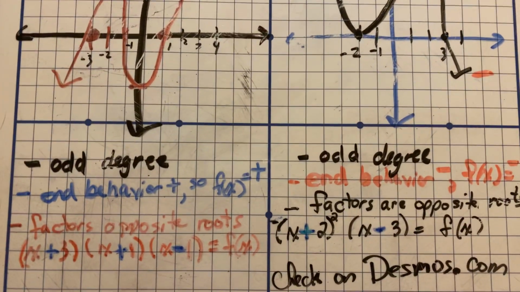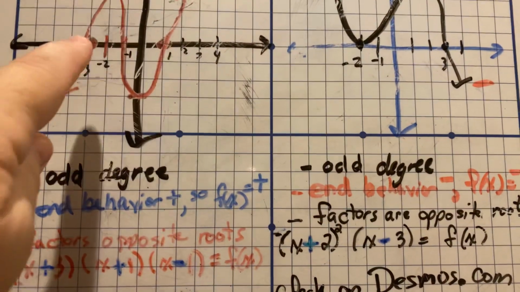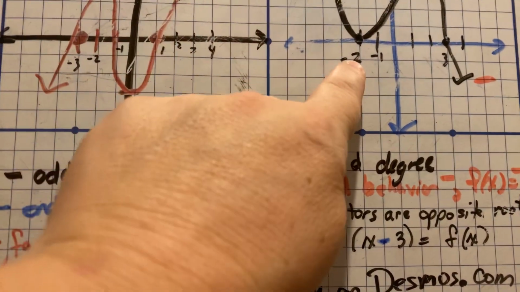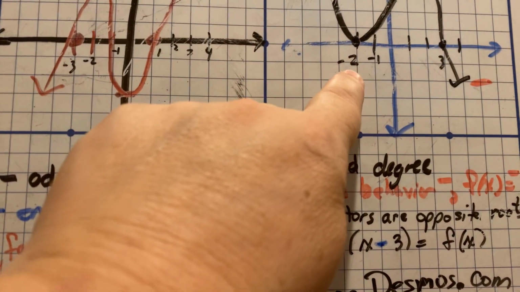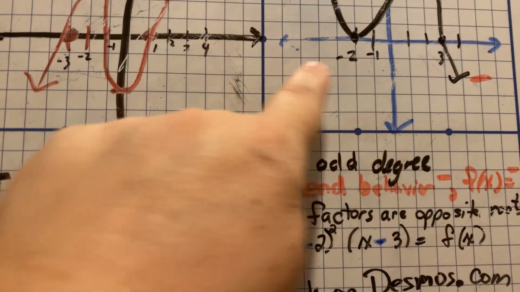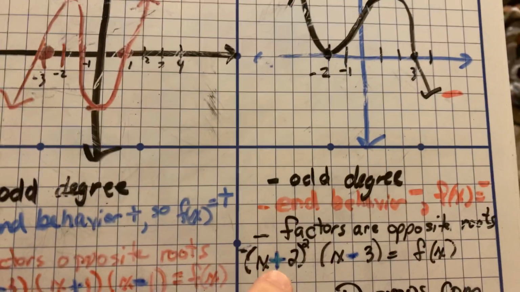The factors are always the opposite of the roots, so notice that this one's a little bit different than this one. This one crossed in 3 locations. This one has a tangent at -2. What does that mean as far as factors? It means that this factor is squared. So what is the opposite of -2? +2. And remember, it has to be squared because it's tangent.